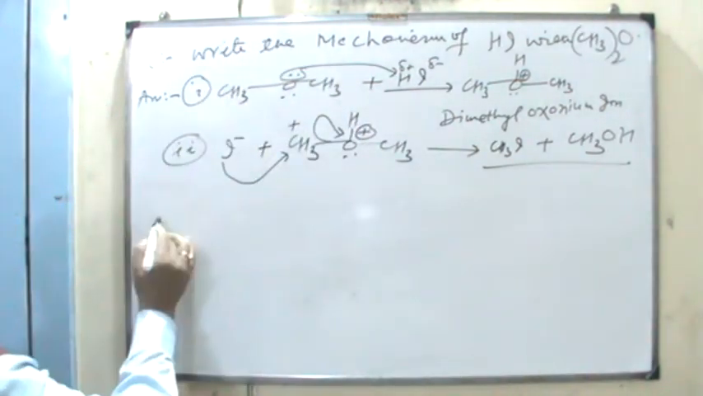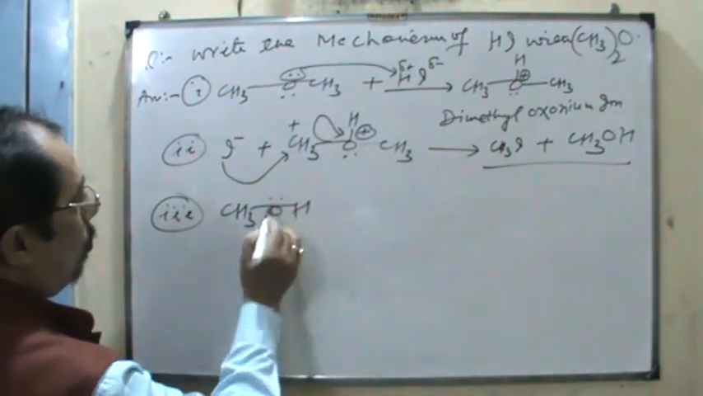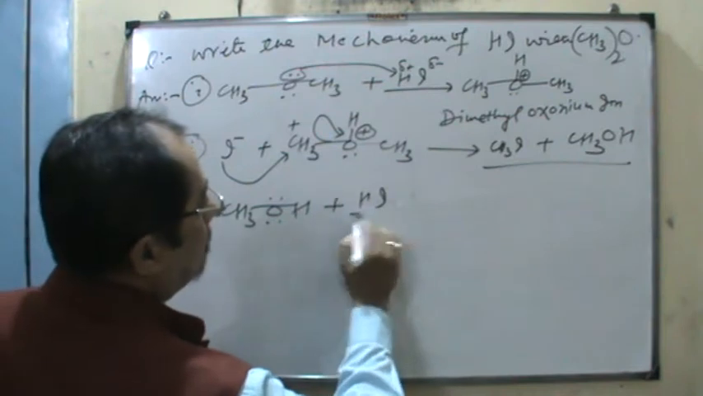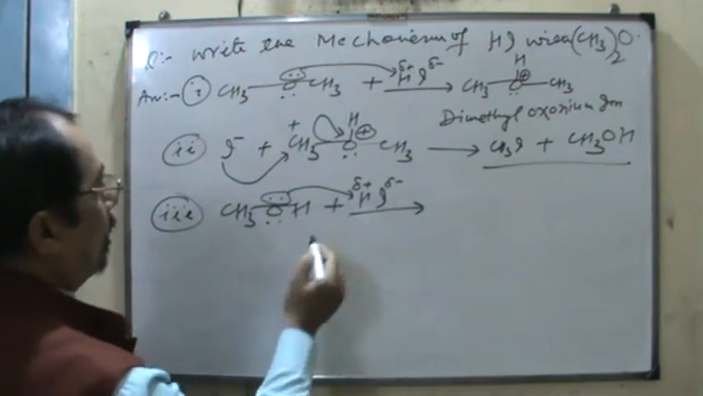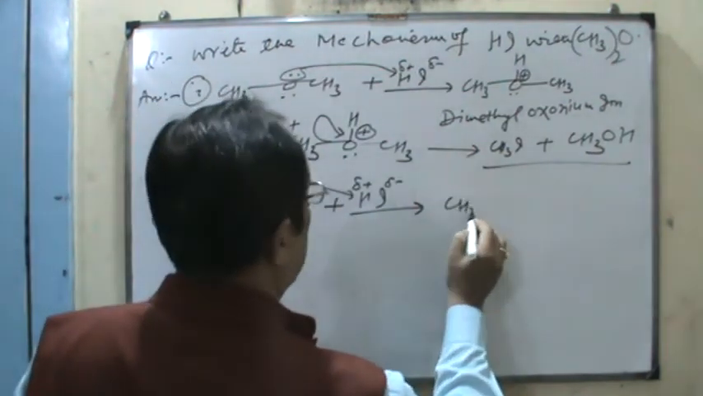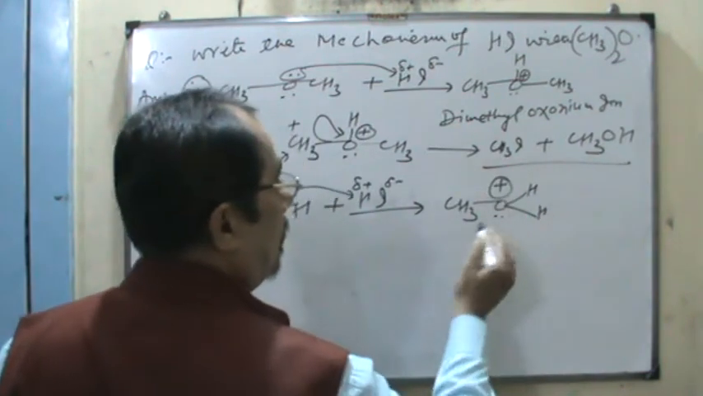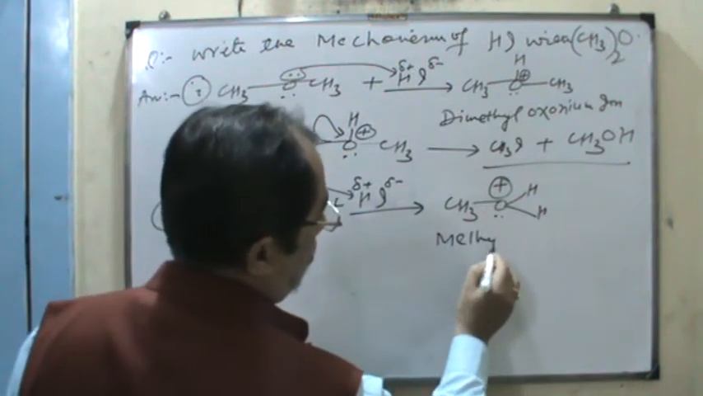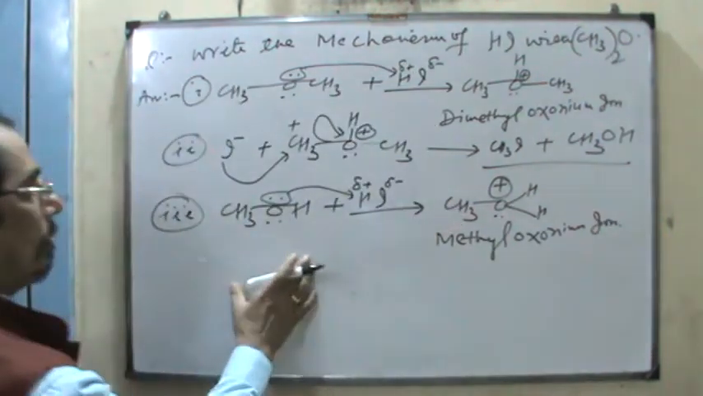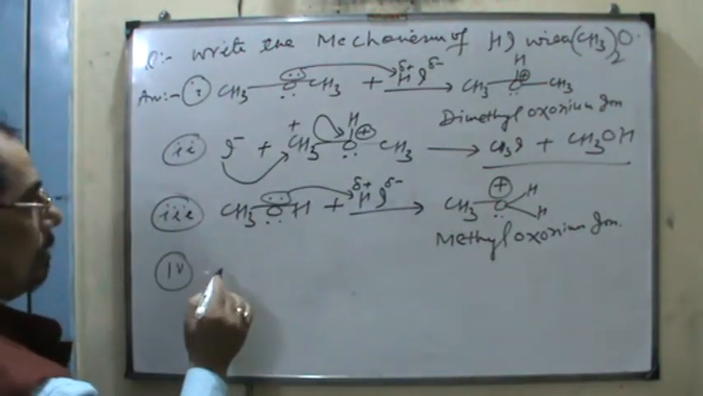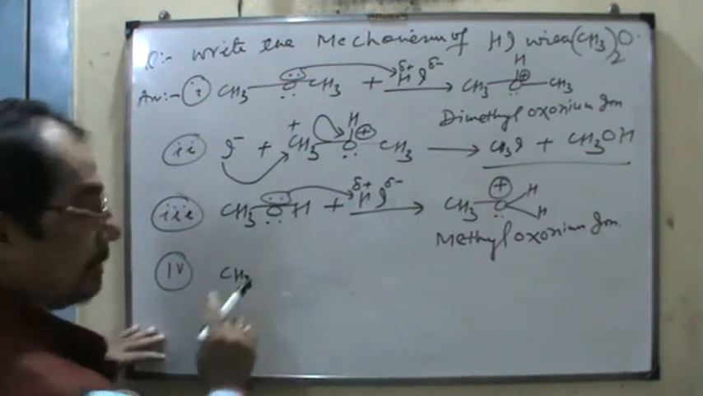But see, once I change, further I take CH3OH and HI. This is what actually this lone pair is donated to this point here. Then CH3OH positive charge and lone pair. Methyl oxonium ion. Right, and the fourth is I take CH3, and that is the iodide is here.